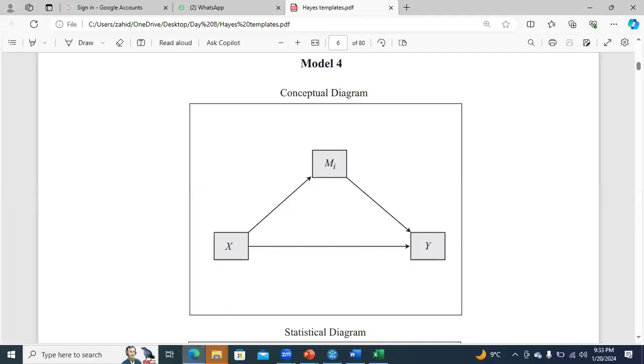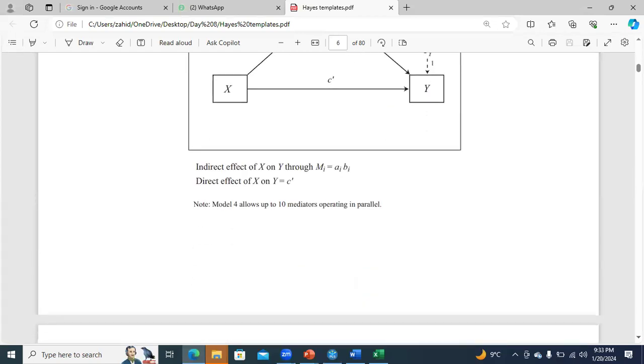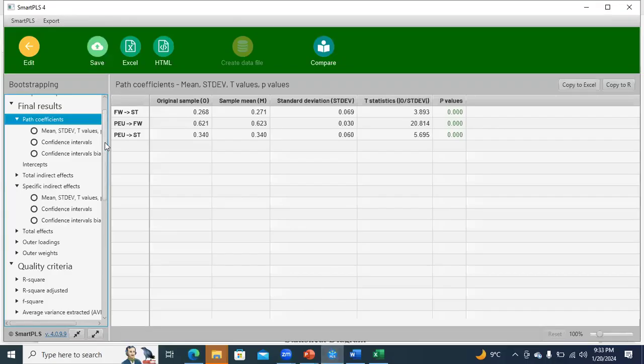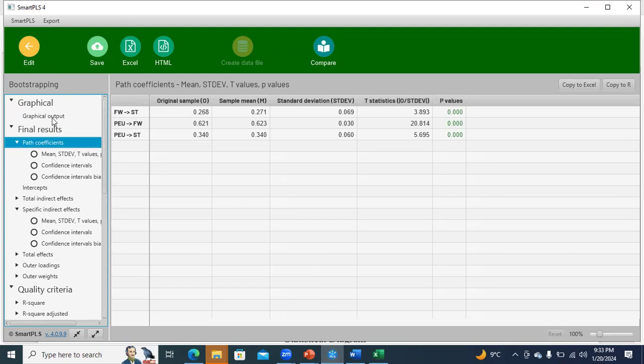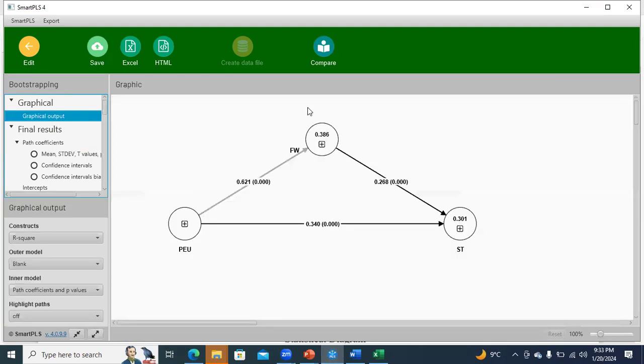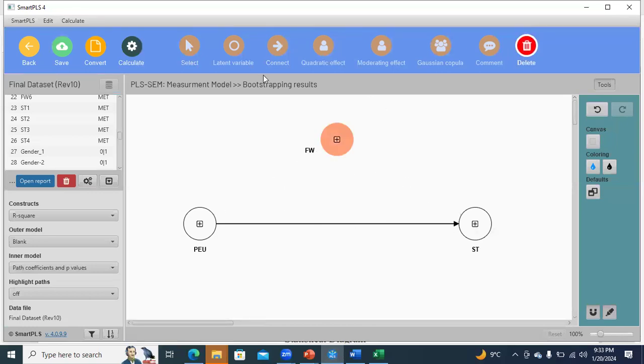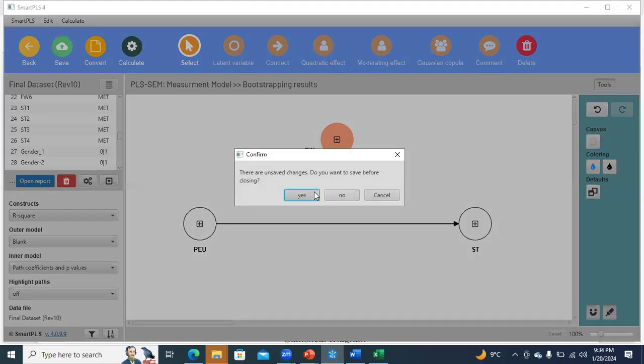You can apply the next one also in the same order. Like if you want to apply this, there is a mediation and there is a moderation. You can apply this also here. You just need to draw a similar model here. For example, I need to put here another variable, but before that, I need to go backward.